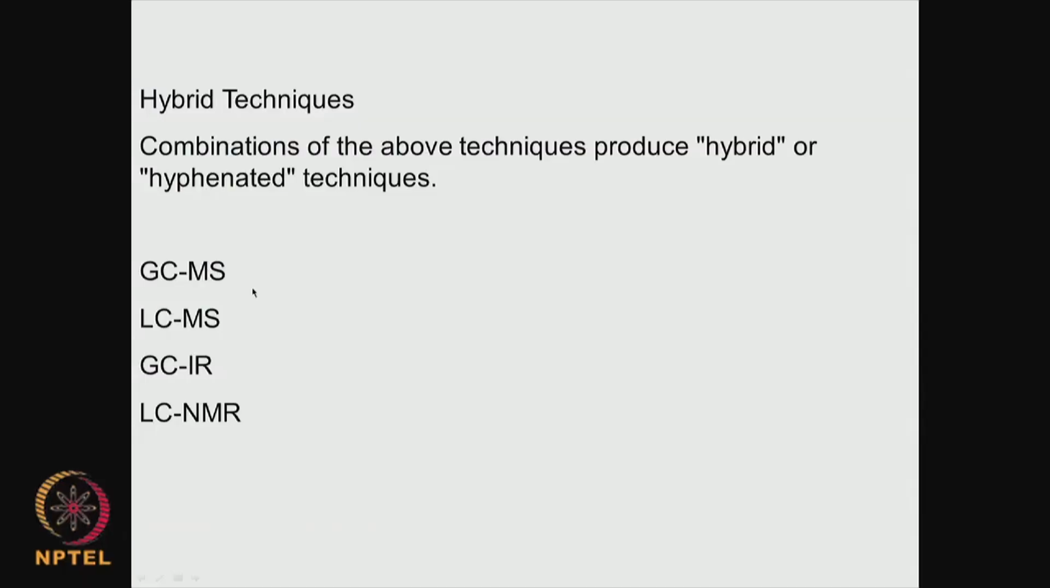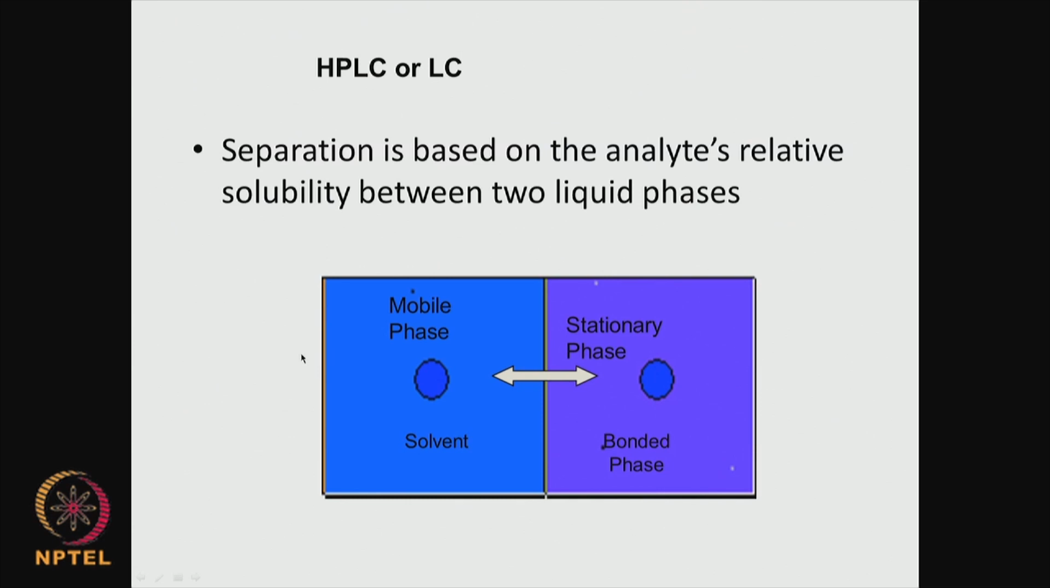Now let us look at each one of them a little bit in more detail. We can have hybrid techniques: gas chromatograph mass spec, liquid chromatograph mass spec, gas chromatograph infrared, liquid chromatograph NMR. These are called hybrid techniques, or hyphenated techniques. So both are possible. Now how does this HPLC or liquid chromatograph work?